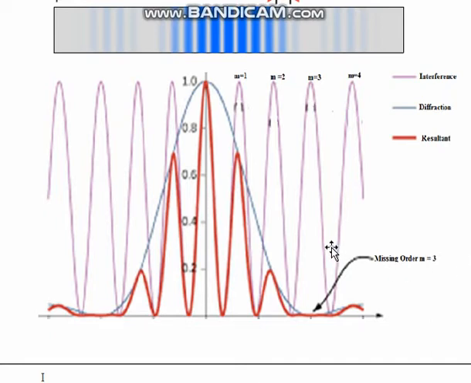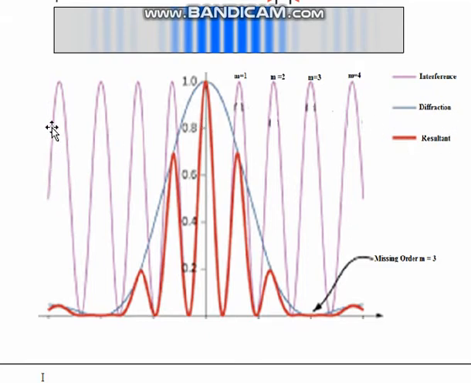Here I tried to draw the effect more precisely. So there are 3 colors. The purple color is for the interference. The blue line is for the diffraction pattern, and the red color is for the resultant pattern. Resultant is the resultant on the screen. Whatever the observer observes on the screen, that is the resultant.